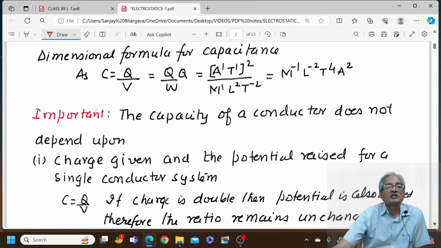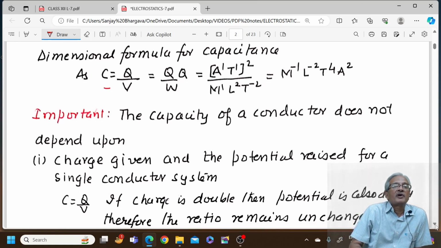What are the dimensions of capacitance? C can be defined as Q upon V. V is W upon Q. The dimensions of charge are A1 T power 1 and dimensions of the work done are M1 L2 T power minus 2. So what are the dimensions of capacitance? M power minus 1, L power minus 2, T power 4 and ampere power 2.